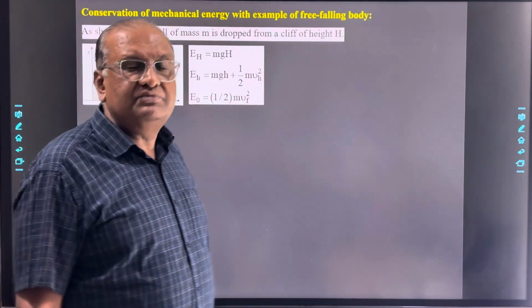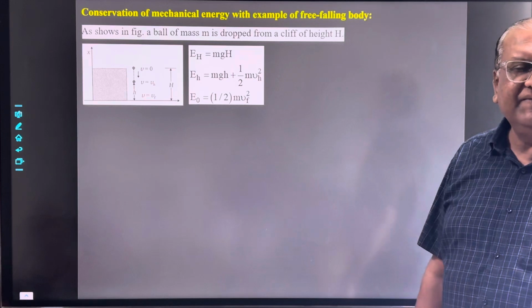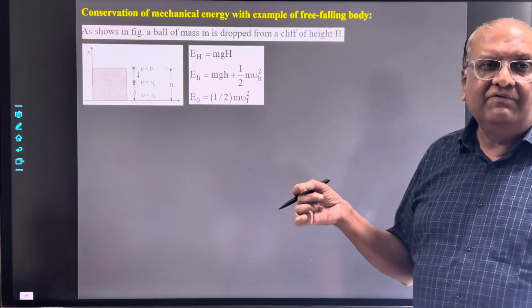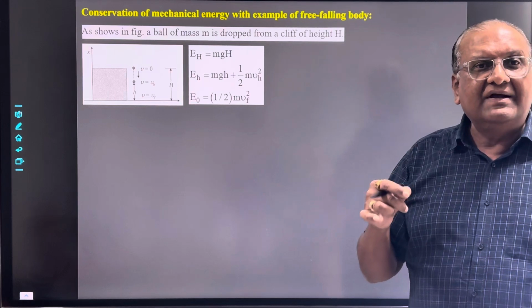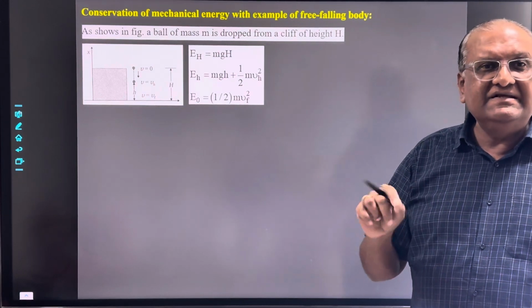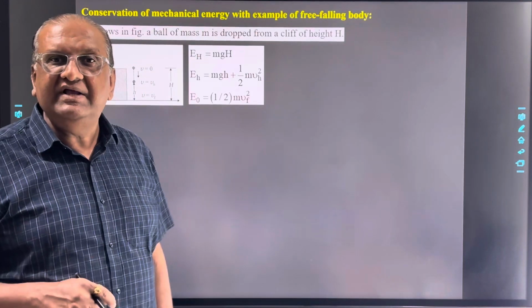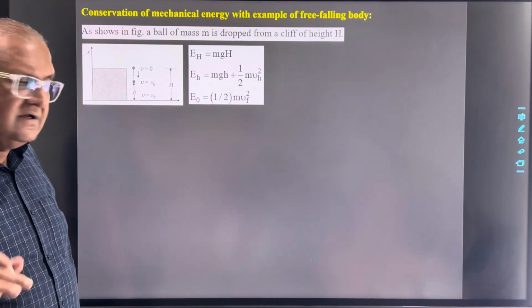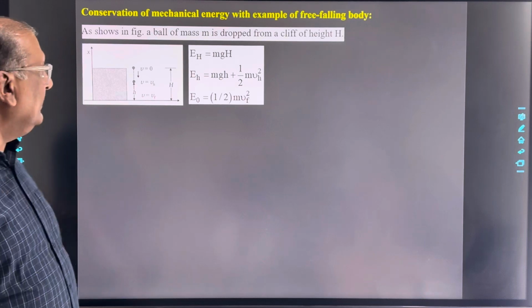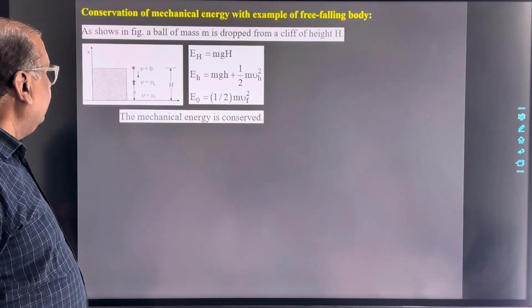Here we can observe this: when the body is moving in the conservative force field from one position to another position, its kinetic energy is changing to potential energy and vice versa. Clear? But the total mechanical energy remains constant. That we can understand here.